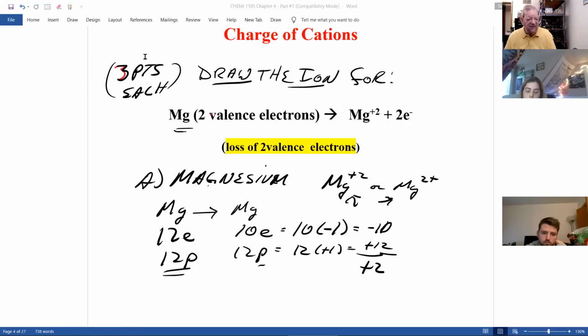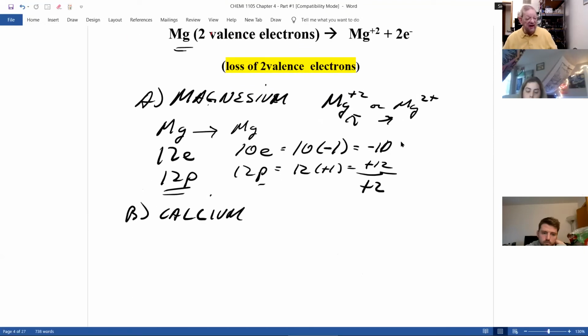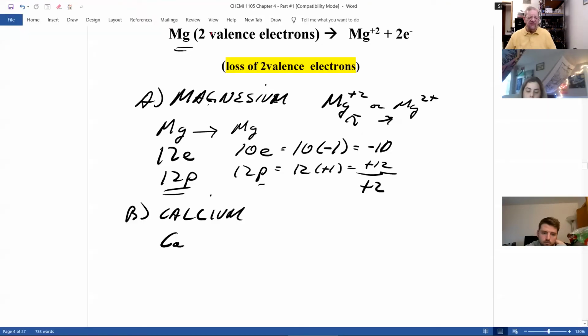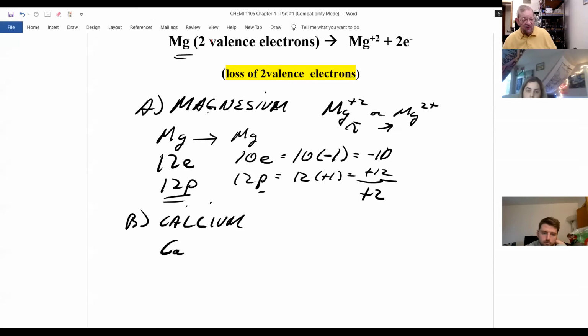I'm not, but let's do the same thing for calcium. Now, first thing you have to find out for calcium, how many protons, how many electrons? Well, you go to your favorite periodic table and calcium, Ca, how many protons and electrons? 20. So calcium has 20 electrons and 20 protons.